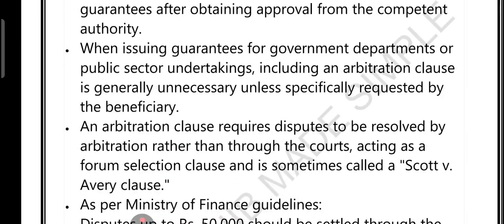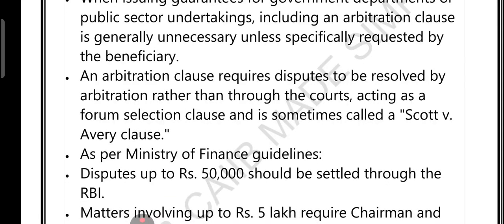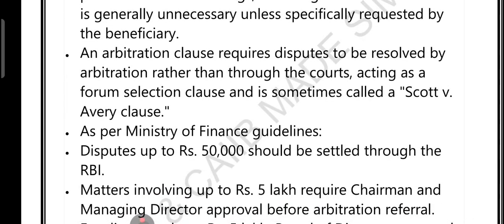Then the arbitration clause. While issuing a guarantee to a government department or PSU, you usually don't need an arbitration clause unless the beneficiary specifically asks for it. What is the meaning of arbitration clause? It means any dispute will be settled by arbitration, not in court. It is also called the Scott versus Avery clause.